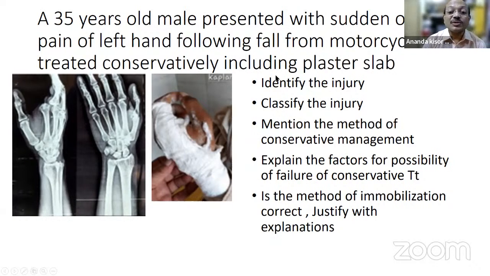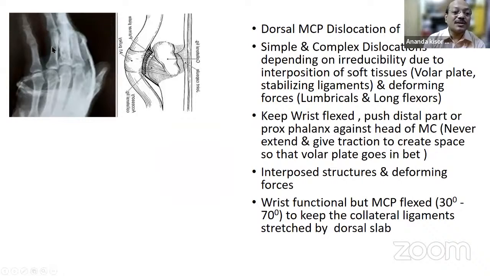So classify the injury. How do you classify? It is a simple classification: simple dislocation or complex dislocation. Next, the method of conservative management. As you can see here, it is conservatively treated. Basically, dorsal metacarpophalangeal joint dislocation of the index finger is the complete answer.